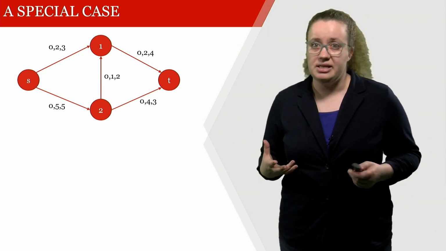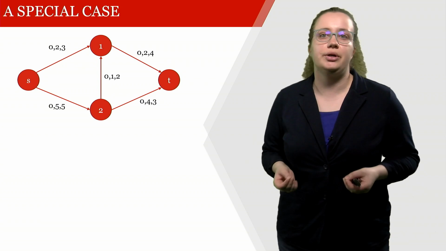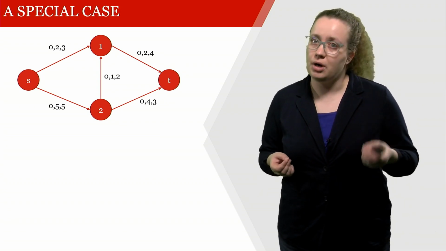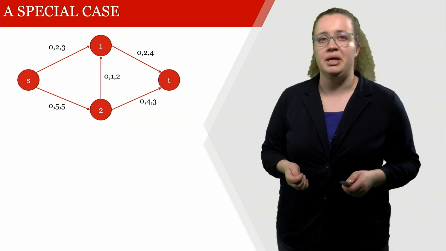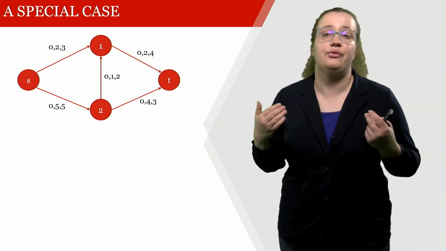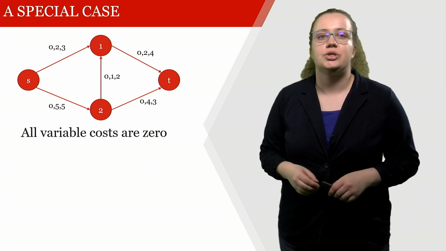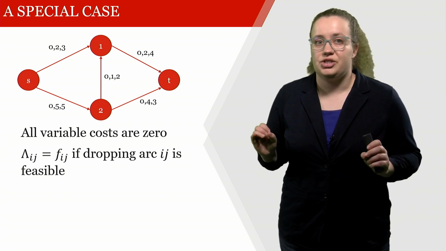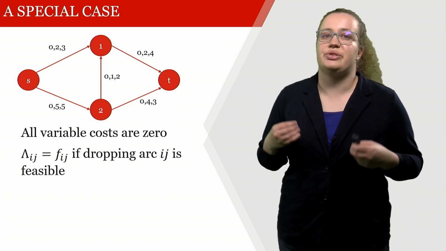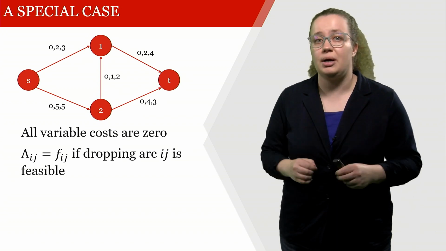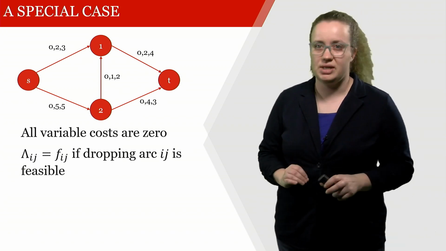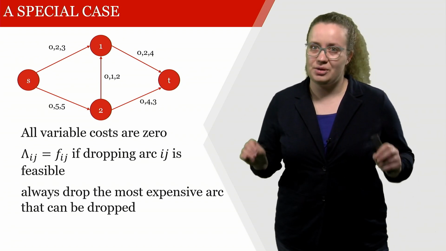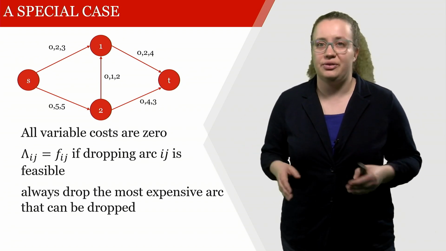There's one special case that makes things a lot easier, where you do not need Gurobi, where you don't have to actually solve the minimum cost network flow problem every single time. And that is the case where we have variable costs of 0. So as soon as all variable costs are 0, the lambda ij actually equals the fij, the fixed costs, if we drop this arc and if dropping is feasible. So what we can do is we can just always drop the most expensive arc which can feasibly be dropped.